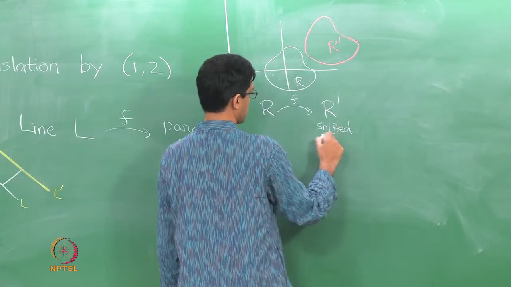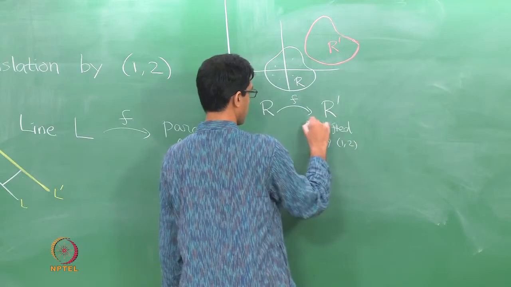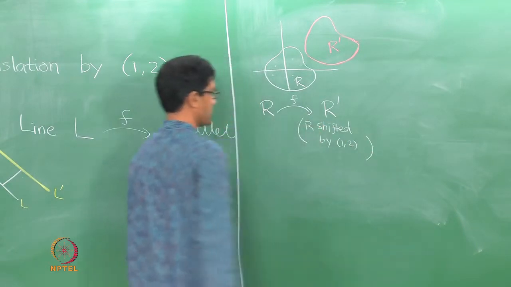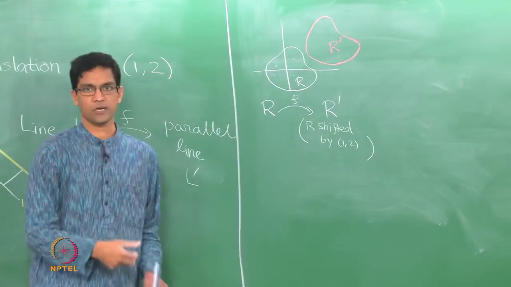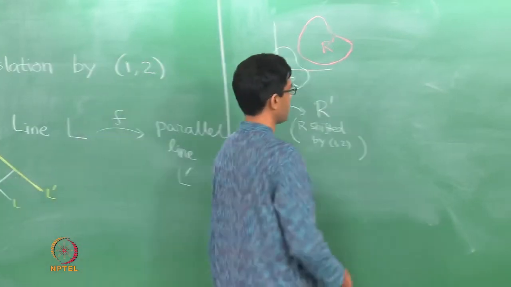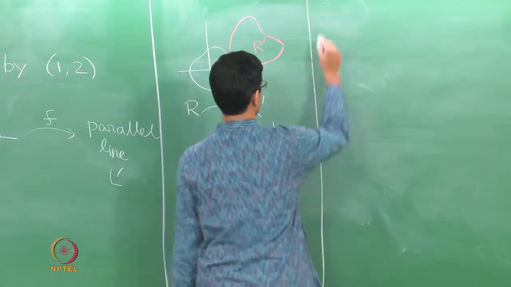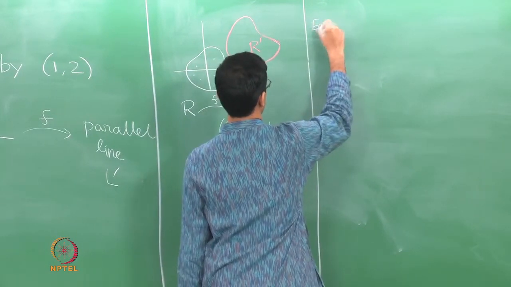It's just R shifted by 1, 2. That's basically R dash. Okay, so a translation is very easy to describe. It just does sort of the same thing everywhere. It just moves everything by some fixed amount. Okay, so let's look at the second example.